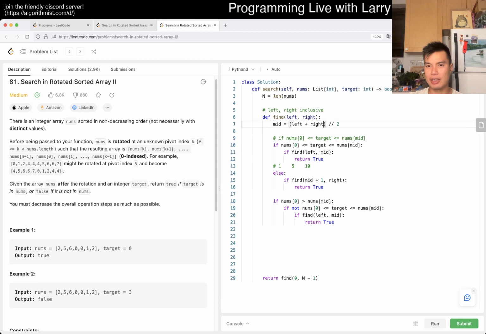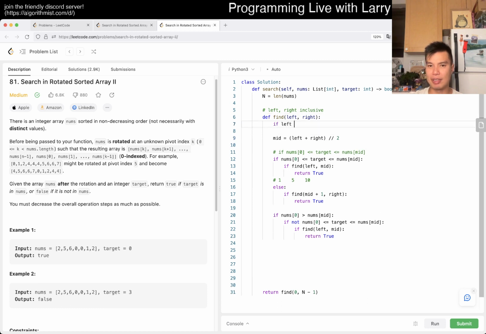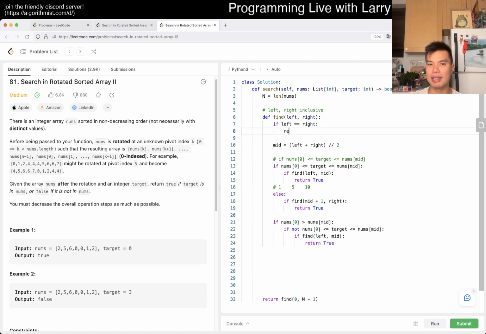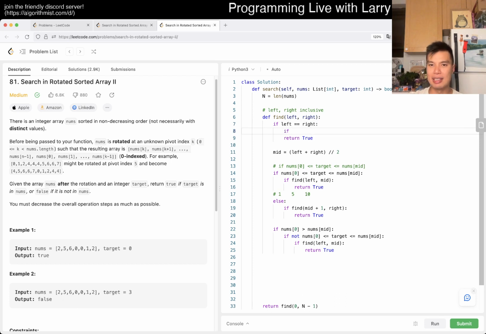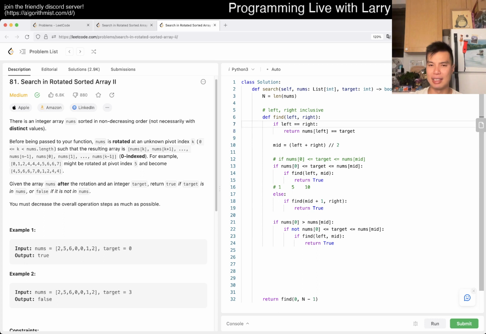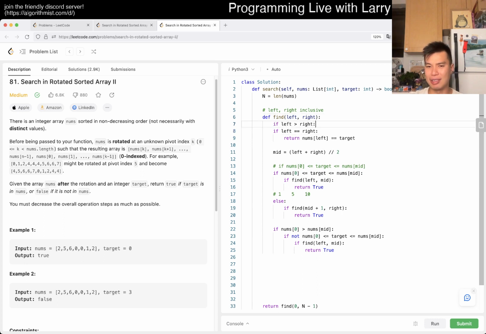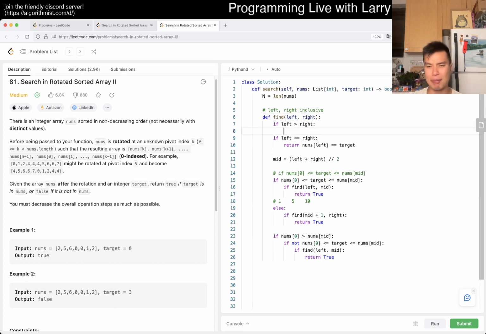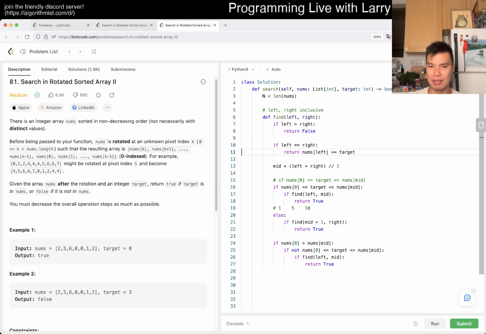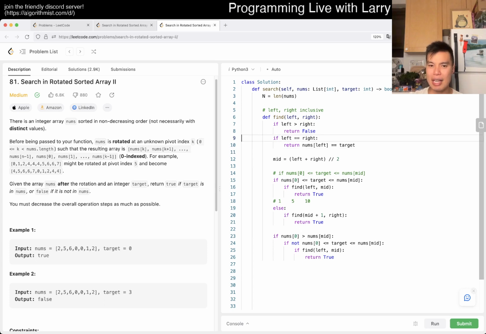And also, of course, maybe if left is equal to right, then we're searching one element. Return true if num sub left is equal to target. So we can actually just return this, I think. And then the other case is if for whatever reason, I think just for sloppiness, I don't think that's possible, but maybe I'm wrong, then we just return false, right? We're searching nothing. And the same thing goes here, right?